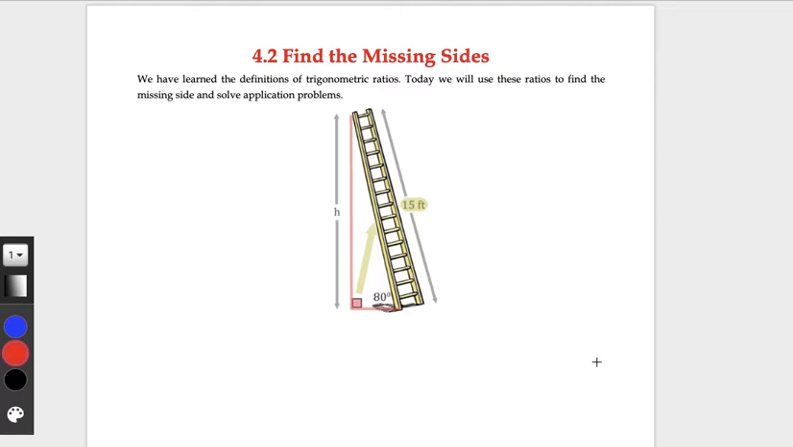Hello everyone. Today we are going to continue our conversation about trigonometry ratios, and today we are going to use a ratio to solve some application problems. So the scenario can look like this.